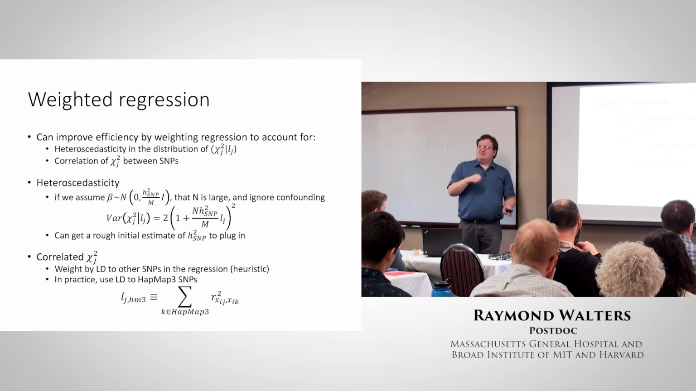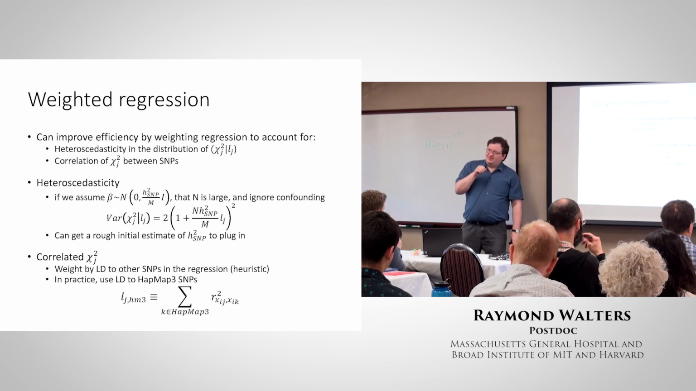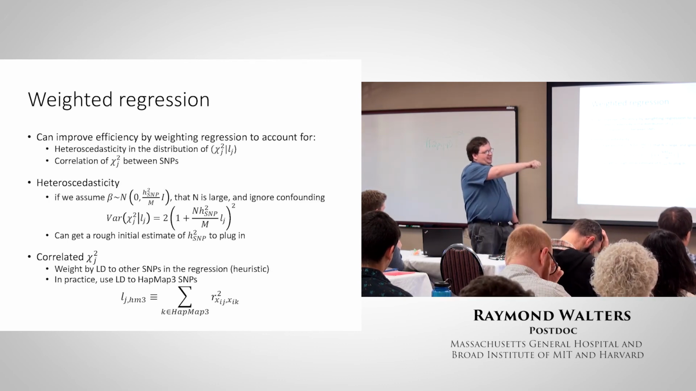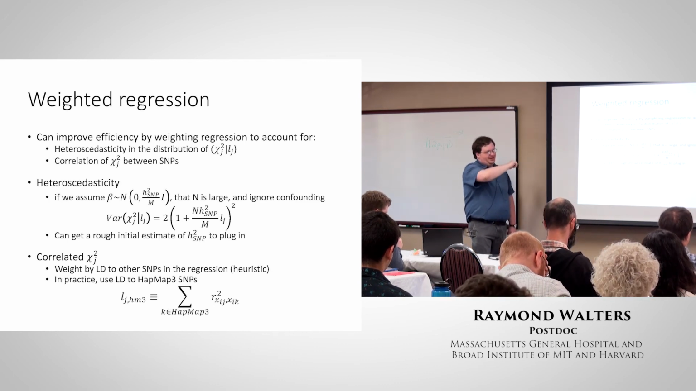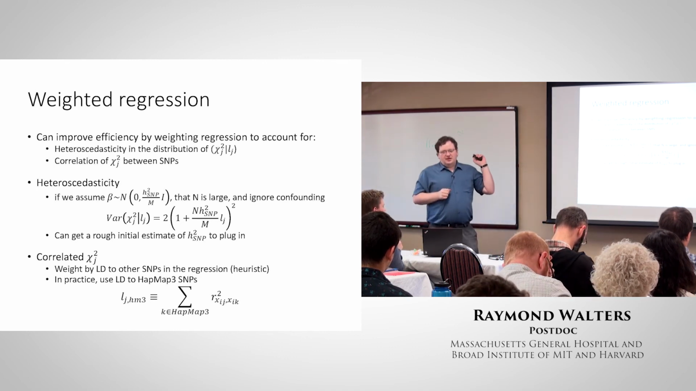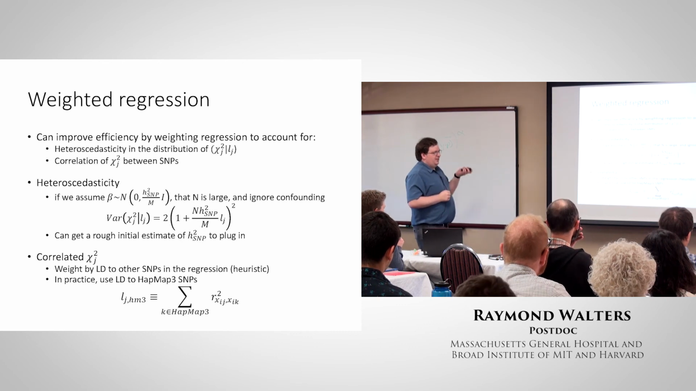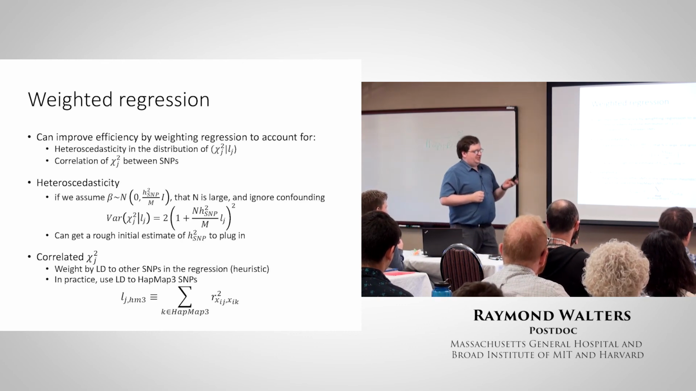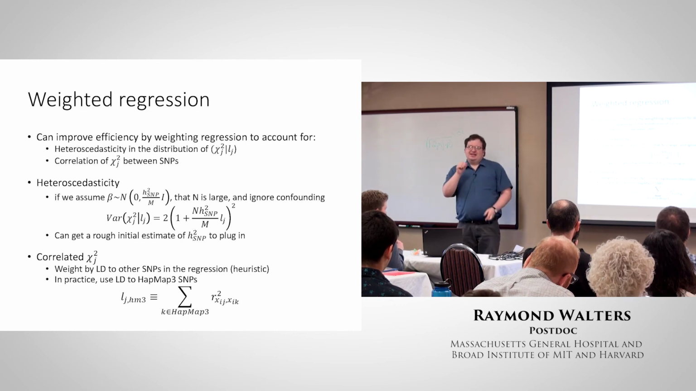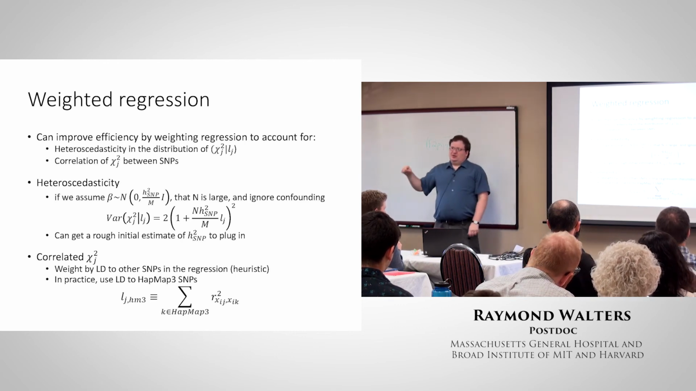And so in practice, what this means is you can generate some rough initial estimate of the SNP heritability without weights, plug that in, and then have the requisite values to generate the weights for this variance, and weight inverse to this variance in terms of doing your final regression. And we combine those weights with the weights for the correlated SNPs, which is done on a much more heuristic basis, which is to weight by the LD to other SNPs that are in the regression.